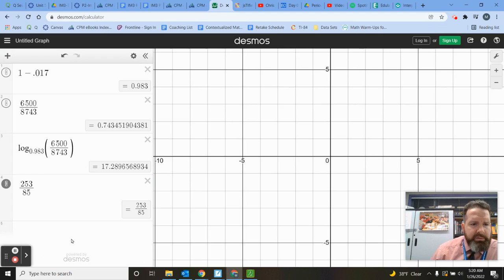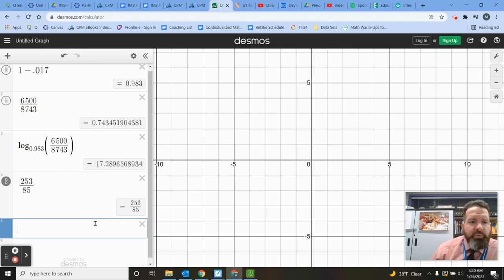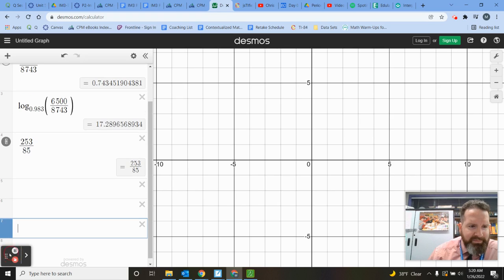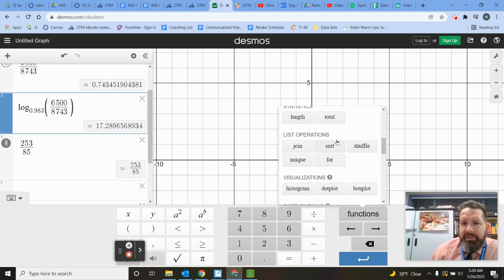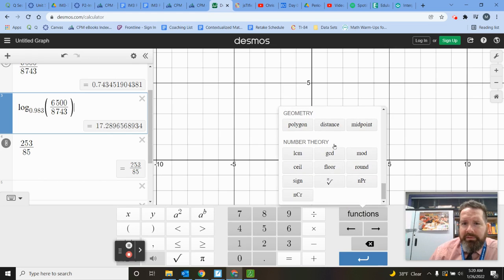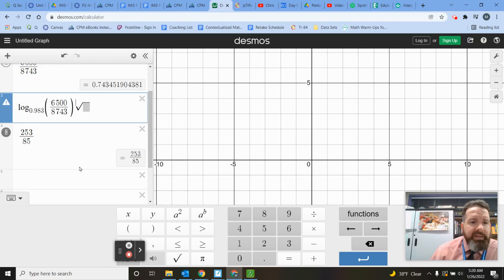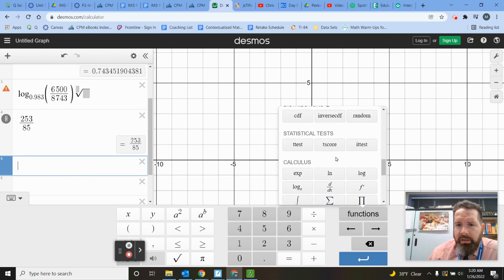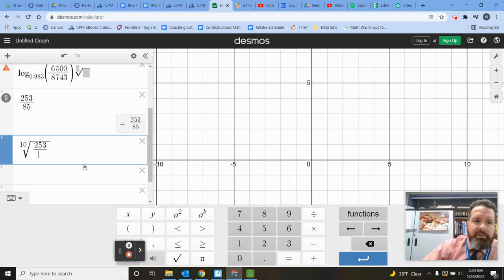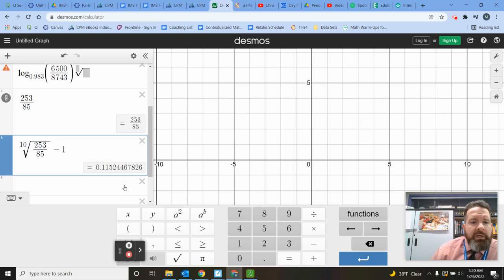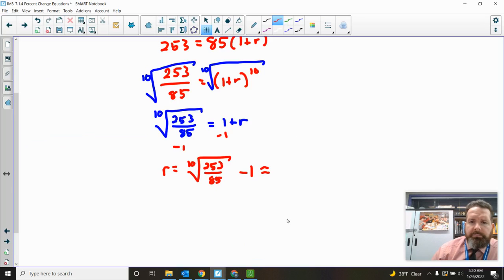So coming over here, for a 10th root, I'm going to temporarily move this. There we go. Let's see. It should be here in the functions, I imagine. Oh, goodness. Yeah, here it is. Okay, and it's in the wrong spot, of course. Scrolling down here, I want the 10th root of 253 over 85. Then go outside of the root, minus 1. So this is going to be then 0.115.